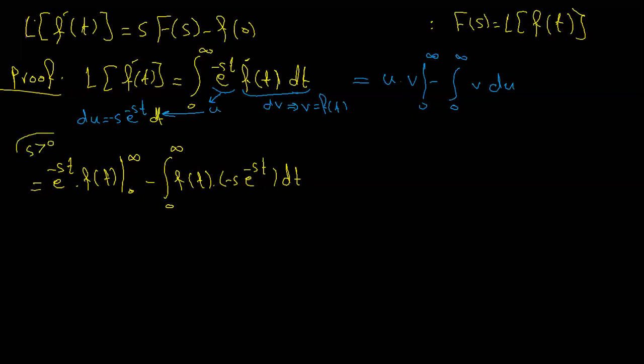So you need the condition s greater than 0. If s is greater than 0, then e to the negative infinity is 0, minus, now you need to plug in the 0. So e to the negative 0 is 1 times f of 1. So f of 1 minus, here negative s is a constant, take it out, so plus s times the integral, where inside the integral I have the exponential times f of t dt.